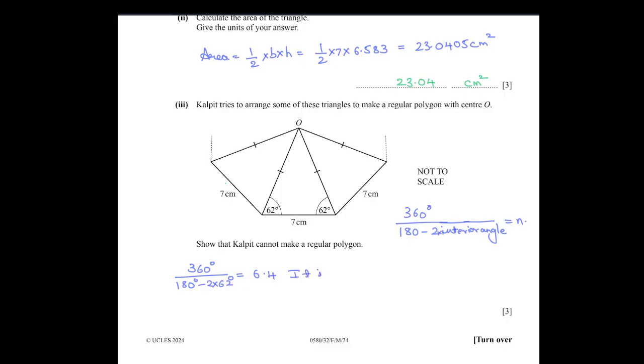It is not an integer. So that's why this angle, 62 degrees as the interior angle, cannot be taken. You cannot take the triangles in this way and make a regular polygon. So this is the way you will show it. Question number 3 is done.